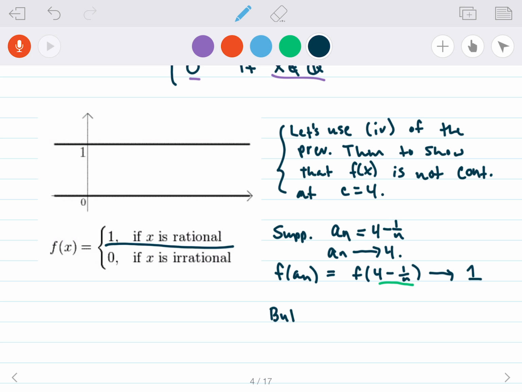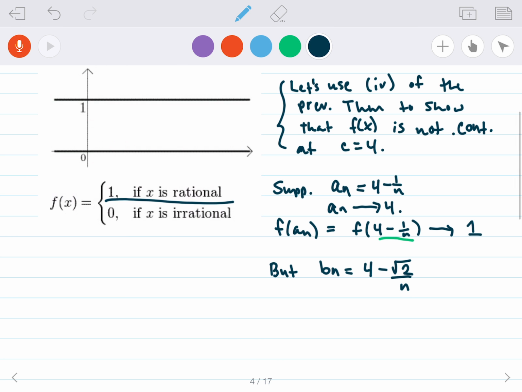But if we look at an irrational sequence that converges to 4, consider b sub n equals 4 minus the square root of 2 over n. This guy converges to 4, certainly, right? If we fix the top, square root of 2, and we make the bottom really large, well, again, this thing is going to go to 0.